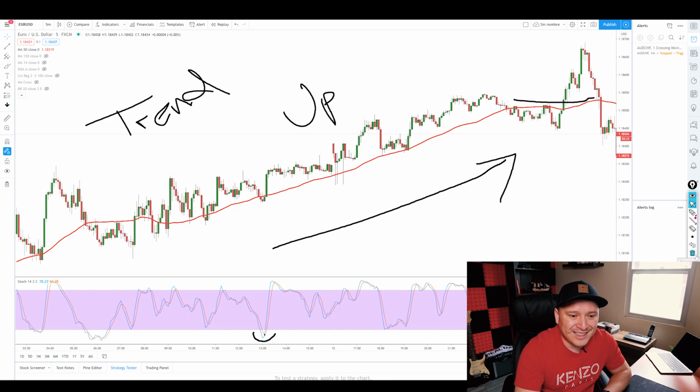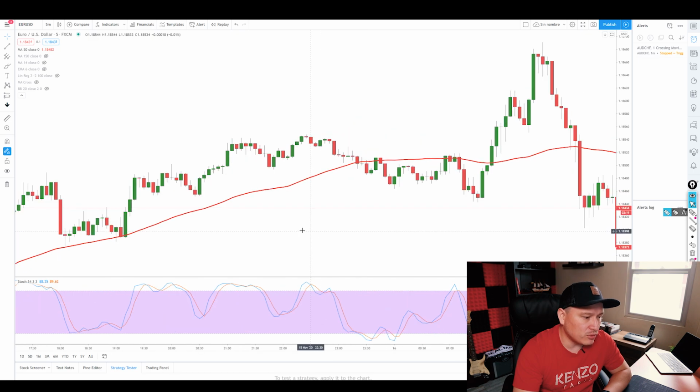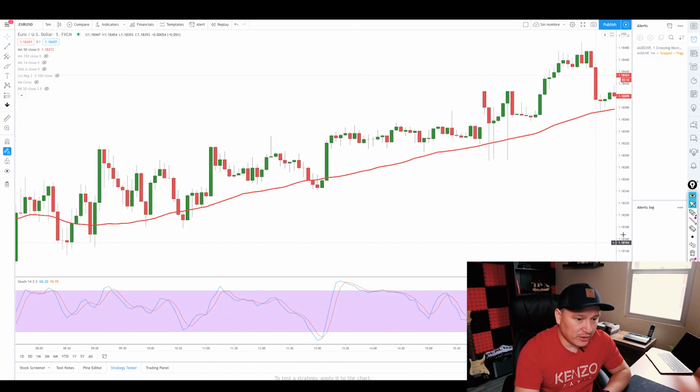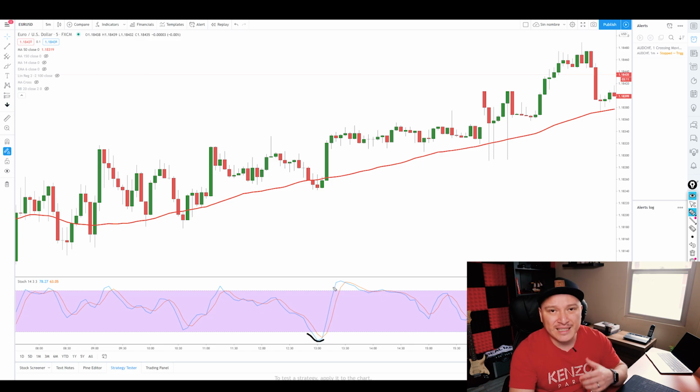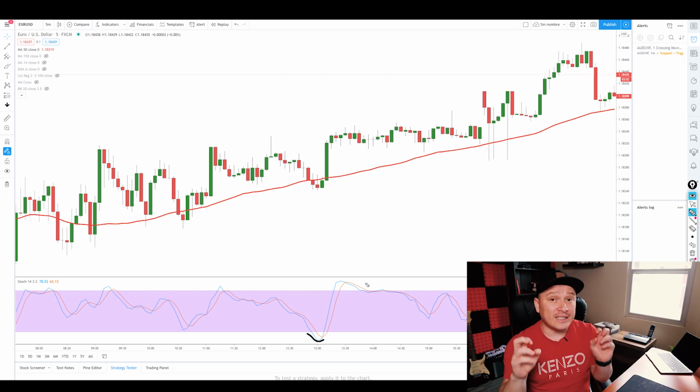When it comes to the stochastic oscillator, there's a baseline and there's a signal line. The baseline is the blue line, okay? The blue line is the baseline and the signal line is the red line. It is called that because when they cross each other is when there is a signal coming in.